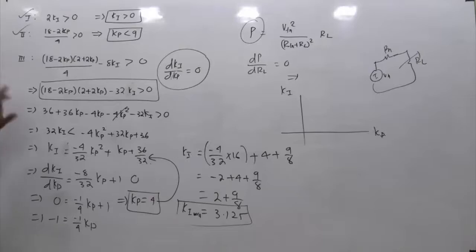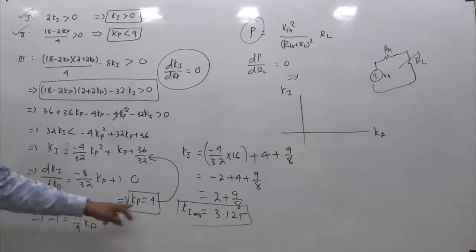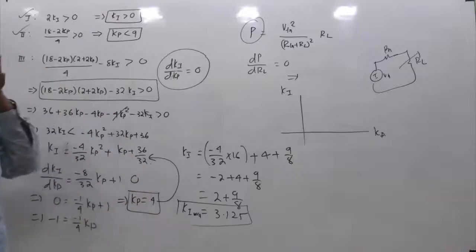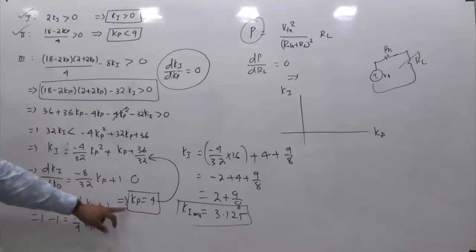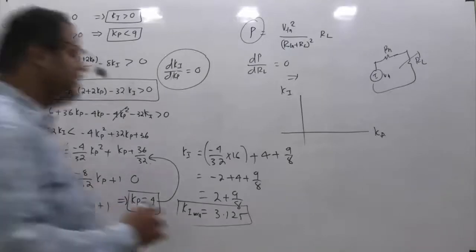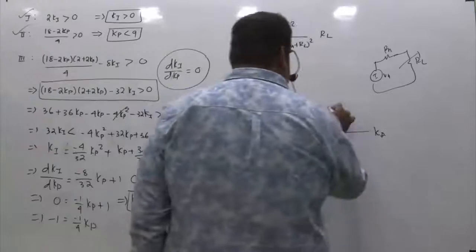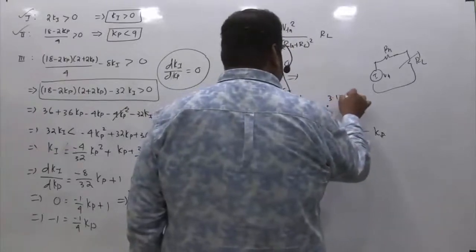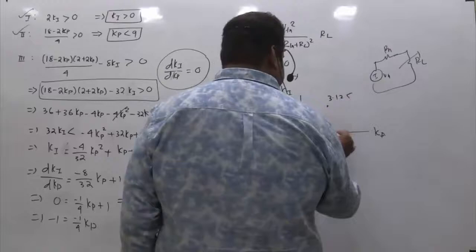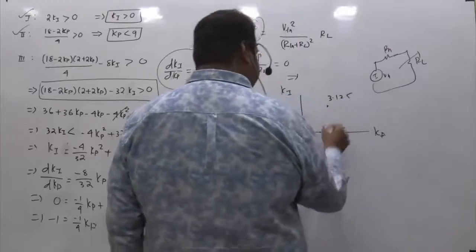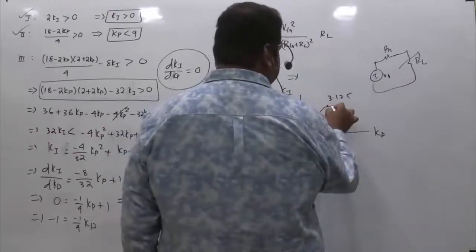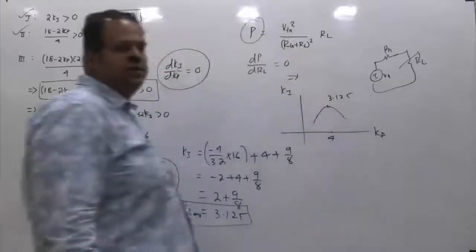So I have used the concept of maxima and minima, and the corresponding critical point is Kp equals 4. When Kp equals 4, this function will take its maximum value. In other words, at this point Kp equals 4, you will get 3.125. If you vary anything to the left of 4 and right of 4, this quantity will definitely be less than 3.125. That's what I am trying to say.